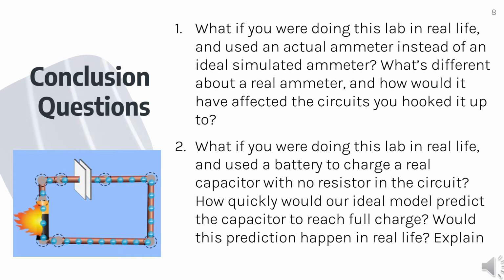Finally, we have two conclusion questions. The first question asks us, what if you were doing this lab in real life and used an actual ammeter instead of an ideal simulated ammeter? Well, in the first section, we found that this simulated and, quote, idealized ammeter had no voltage drop across it. However, in real life, the ammeter would create a minuscule resistance value, causing a slight voltage drop.